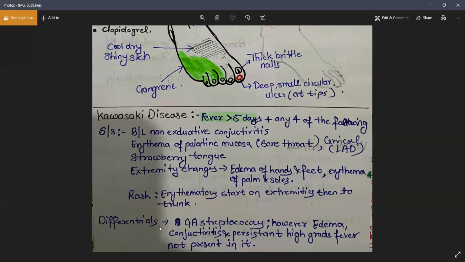It can mimic streptococcal infection. However, edema won't be there, conjunctivitis won't be there, and a persistent high-grade fever is very characteristic of Kawasaki disease. Fever for more than 5 days is a must, along with 4 of the following symptoms. So whenever you encounter a child who has a fever plus any 4 symptoms, that means it is a case of Kawasaki disease without any doubt.